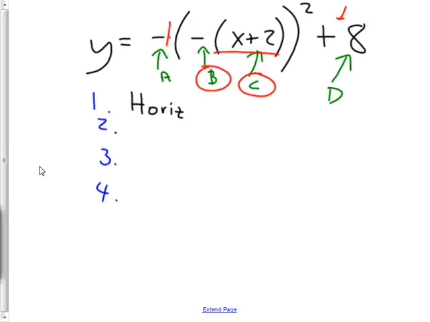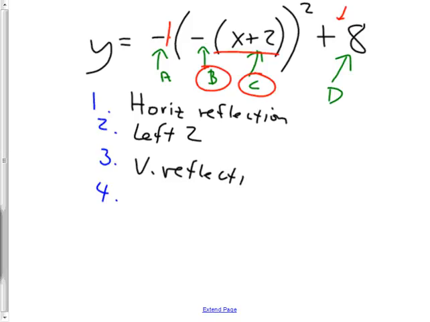So here we go. Number 1 is a horizontal reflection. Some of you are confused right now because you're still talking when I'm talking, and that's really a bad combination. Thank you. Okay, here we go. Number 2 is the other thing on the inside, which is left 2. And then the third thing, we go to the outside, that is a vertical reflect. And then the last thing is up 8.